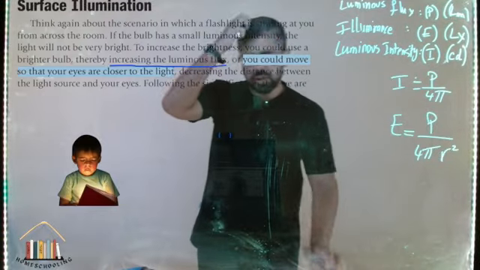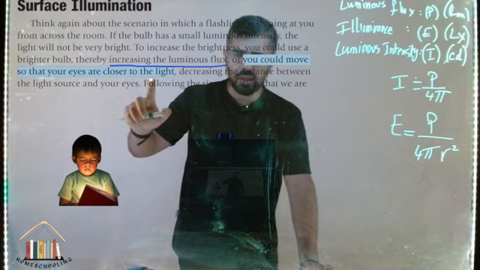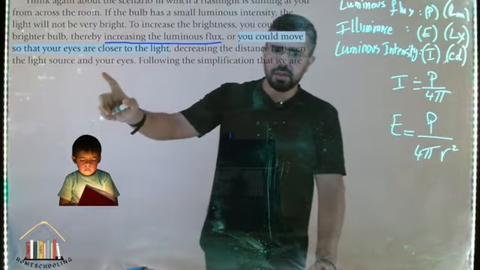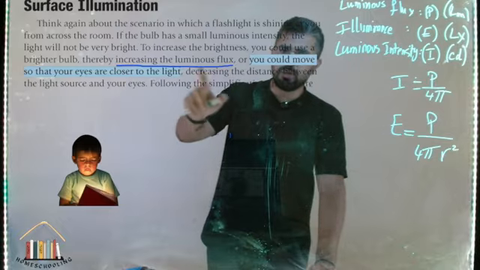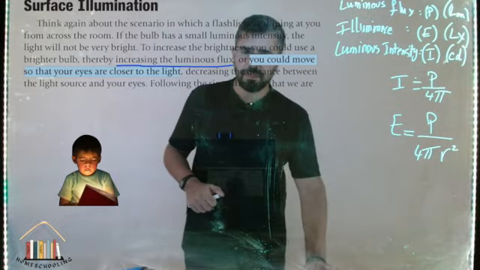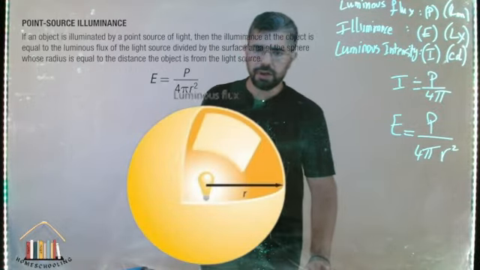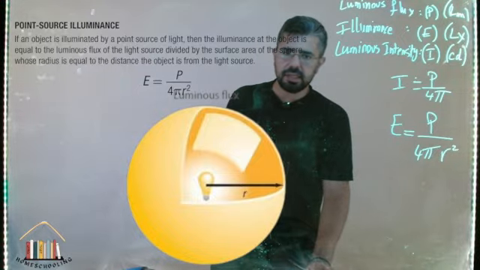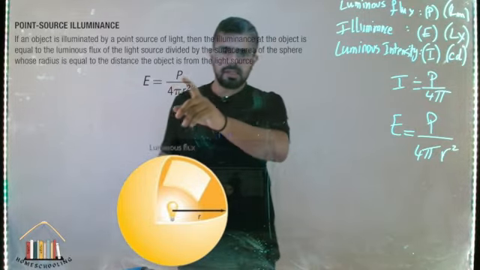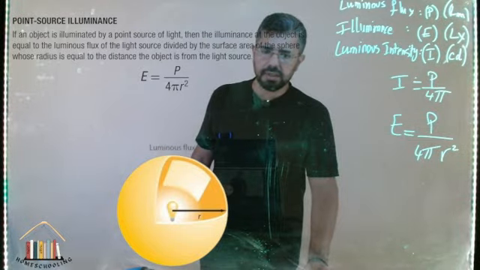So let's read together. You could move your eyes closer to the light. So this is one thing. This means decreasing the distance between the eye and the light source, or we increase the luminous flux, or we increase the light intensity of the source of the light. This is the equation that we already discussed here. So E, which is the illuminance, is equal to P, which is the luminous flux, divided by 4 pi r squared.